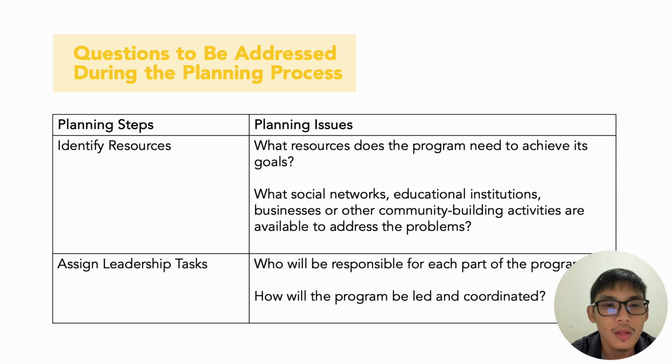The next step is, how do we assign leadership tasks, right? Who will be responsible for each part of the program? Who will be responsible for the planning? Do we build a reading program committee, for example, who's responsible for the implementation of the program? Do we build a team of evaluators after the program implementation to evaluate our program? So these are questions that we need to ask under assigning leadership tasks. How will the program be led and coordinated? We also have to identify in this part of the process who will be involved in the program, and how will we be able to coordinate possible offices that will be affected by our program.